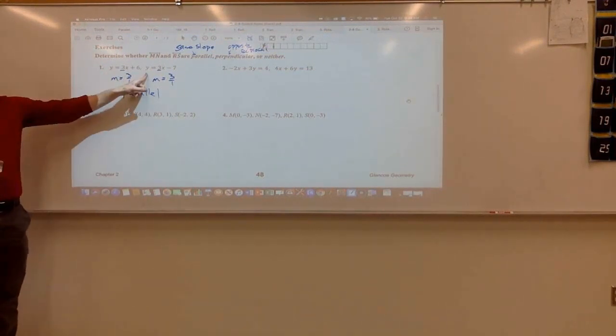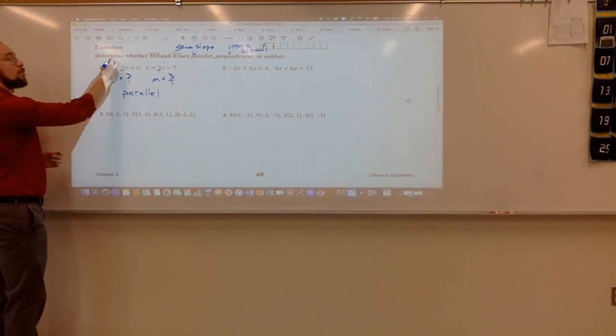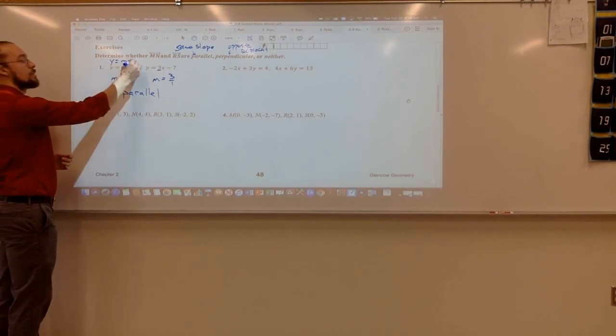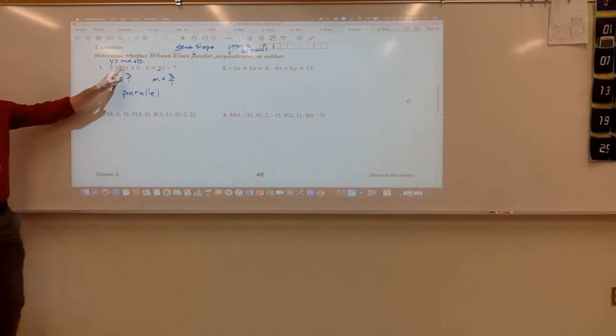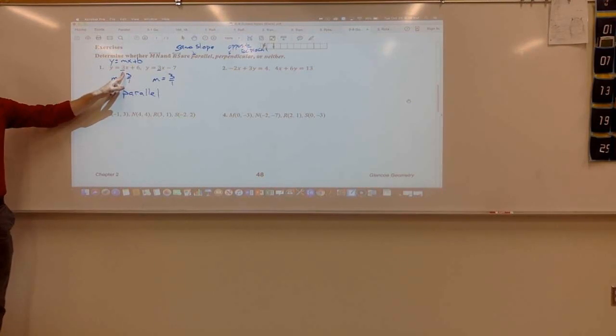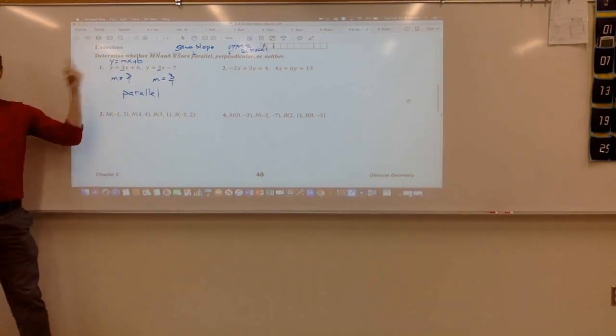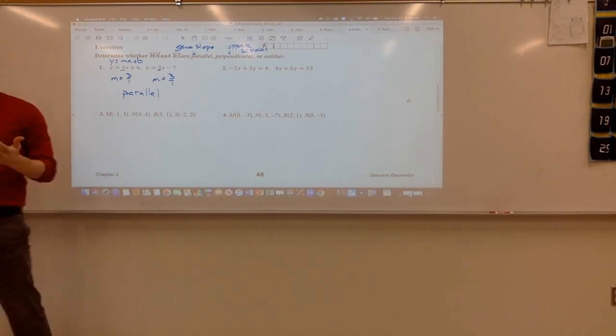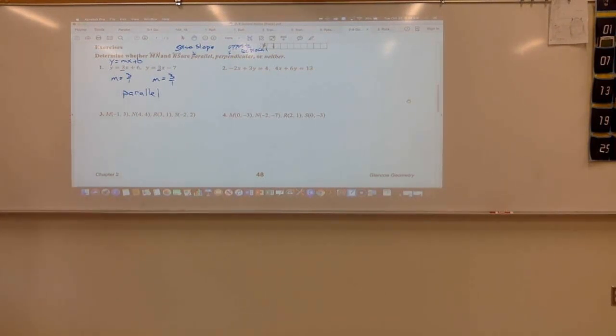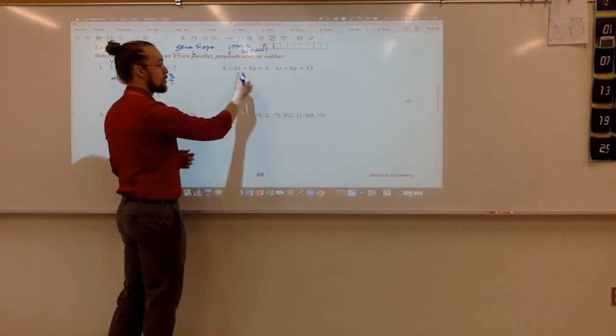We didn't have to do that before, because it was already solved for y. It was already in the form of y equals mx plus b, so I can just look at it and see my m. That's what we want to do here. We want to put these in this form so that I can just look at the equation and see my slope. So the first step will be to add 2x over.